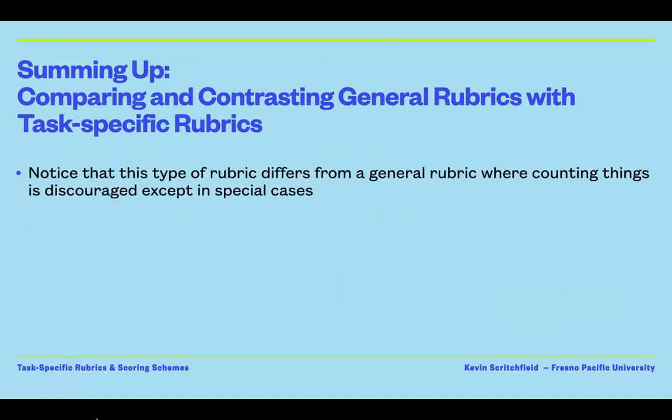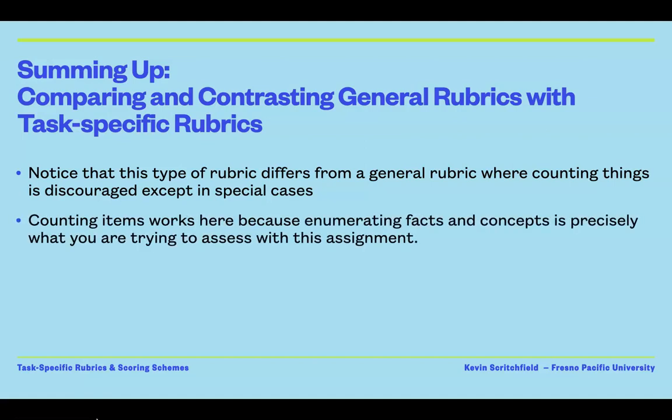So to summarize that, notice that this type of rubric differs from a general rubric, where counting things is discouraged in the general rubrics, except in special cases. Here, in task-specific rubrics, we're doing that, or that's built into a lot of them anyway. Counting items works here because enumerating facts and concepts is exactly what you're trying to assess with the type of assignment that you're matching this task-specific rubric to.